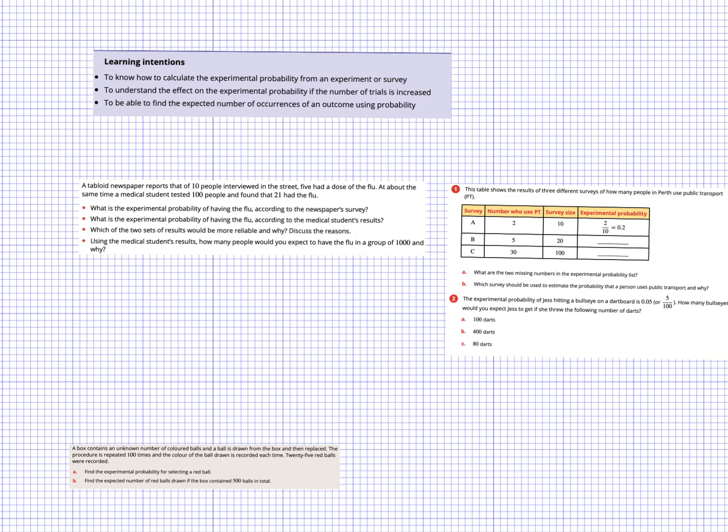Hi again, Year 9s, and welcome to our lesson on experimental probability. Now, this is going to be our last lesson where we learn new things for the week, and next week we move into Pythagoras. So, we'll get right into it.